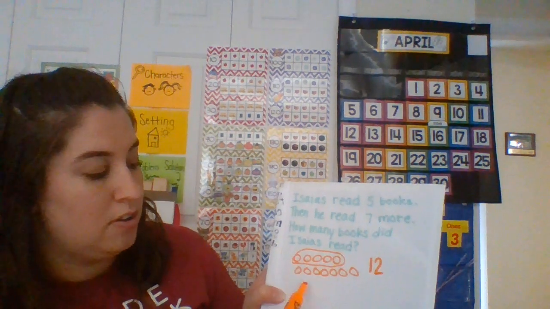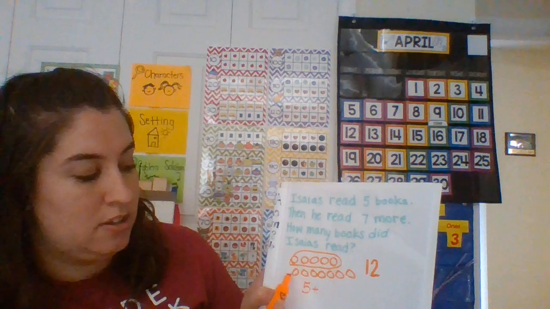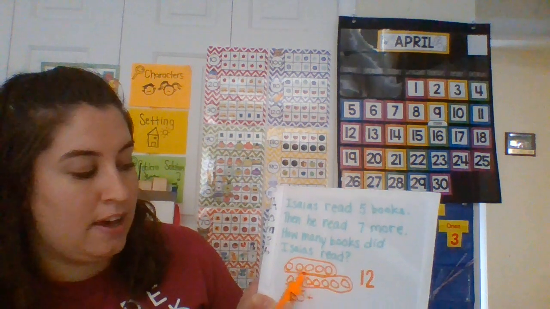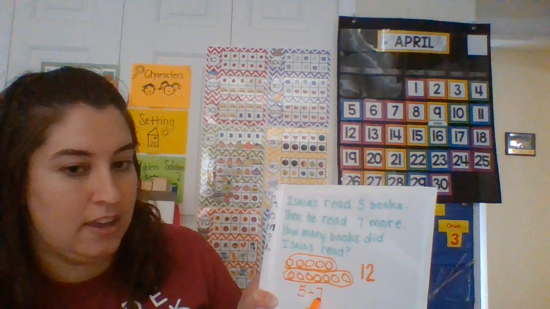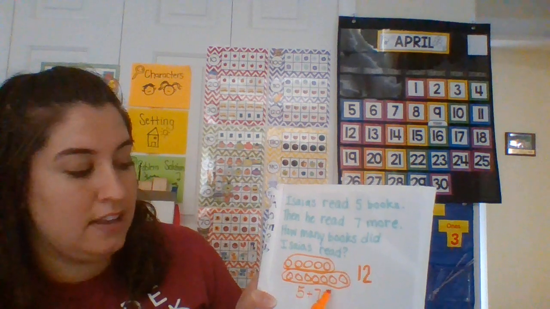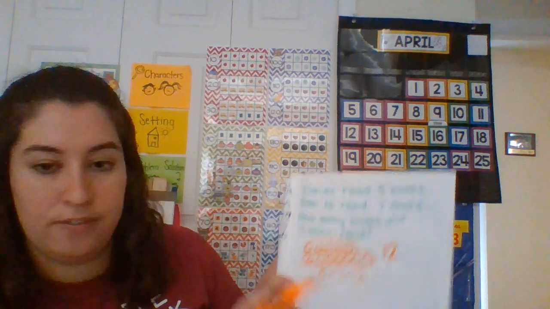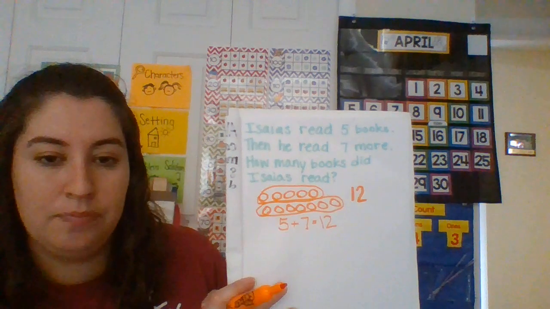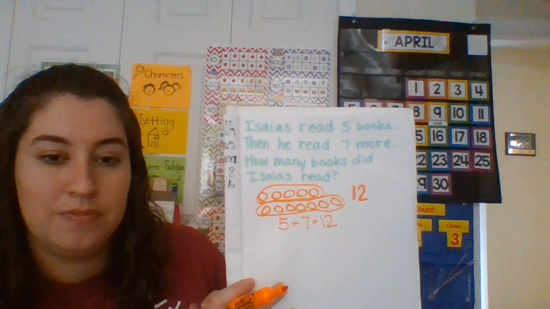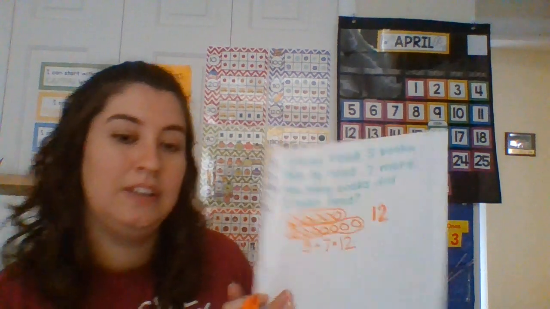So let's go ahead and write that number sentence. We started with a group of 5. We added a group of 7 to get 12. Great job. Did you get 12? If you didn't, that's okay. That was a trick problem. I wanted to see how close you were paying attention. So be very careful.